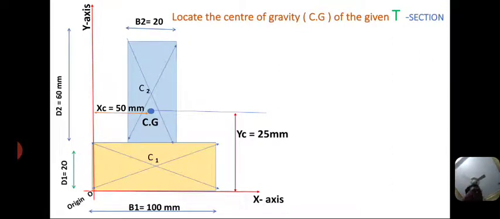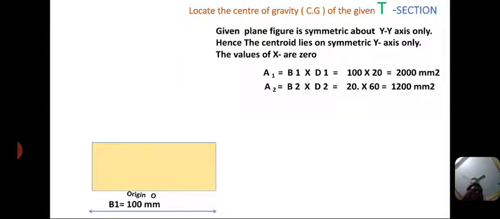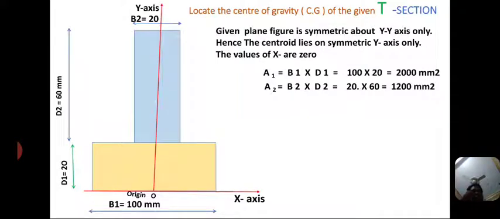You can also solve this T section problem by using the symmetric condition. Now I am taking the same problem. Here you can observe it. Here I am taking the y-axis at the mid part, as the figure is symmetric about the y-axis. The given figure is symmetric about the y-axis, so therefore the centroid lies on the symmetric y-axis only.